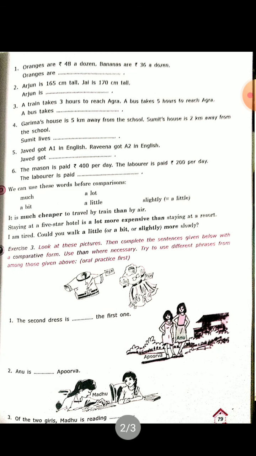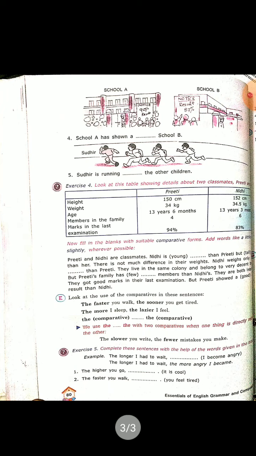Now exercise 3. Look at these pictures and complete them with the comparative forms. Now exercise number 4. Look at this table showing details about two classmates, Preeti and Nidhi. Height: Nidhi 152, Preeti 150. Weight: Preeti 34 kg, Nidhi 34.5 kg. Age: 13 years 6 months, 13 years 3 months. Members in the family: 4, 6. Marks in the last examination: 94%, 83%.